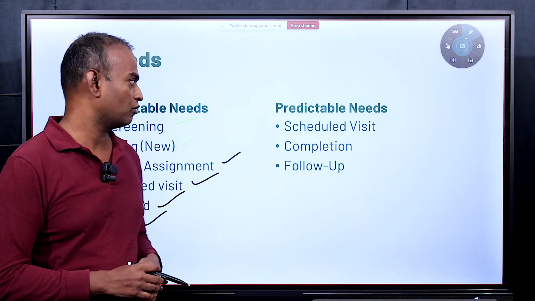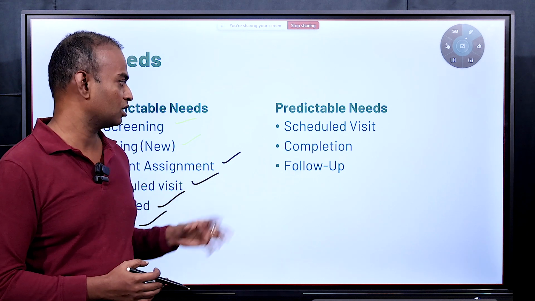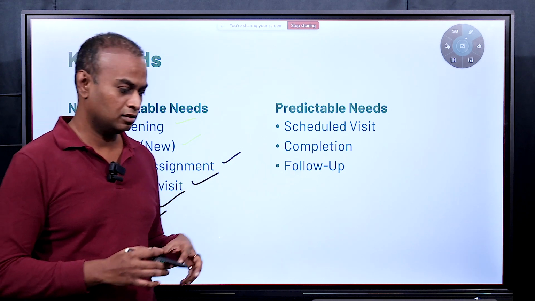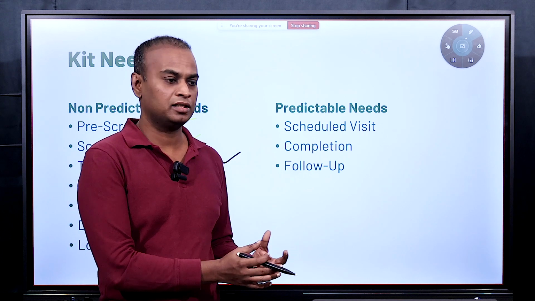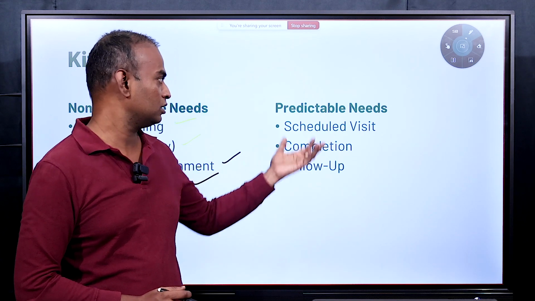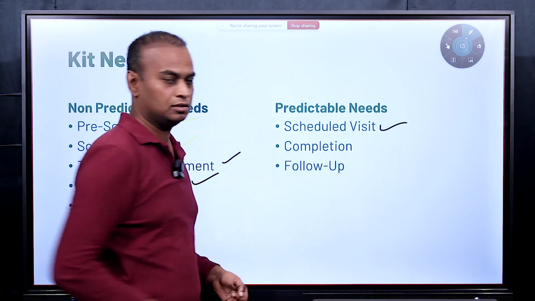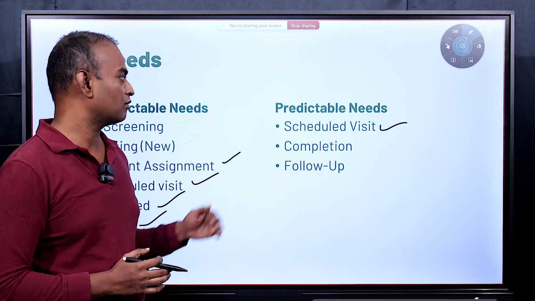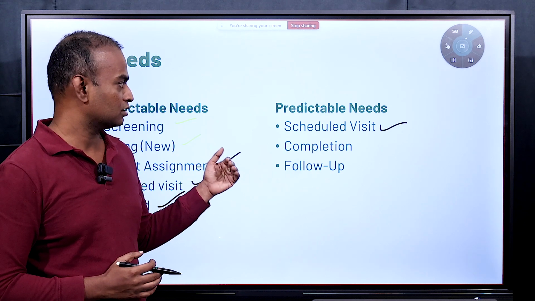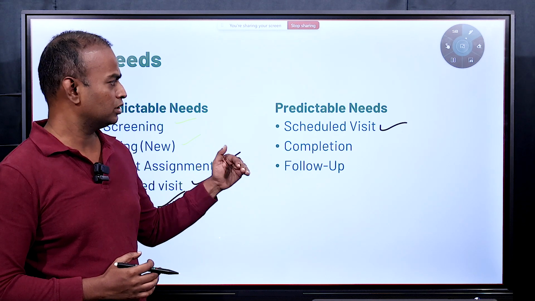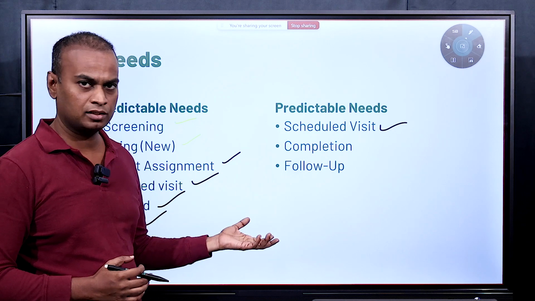So the types of visits or instances where you can predict that you need a particular kit on a particular day are known as predictable needs. First one is visit schedule. Scheduled visit: any visit that is scheduled after randomization. Normally visits are scheduled after randomization, so even before running we can schedule the visits.